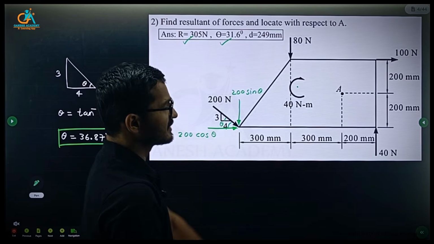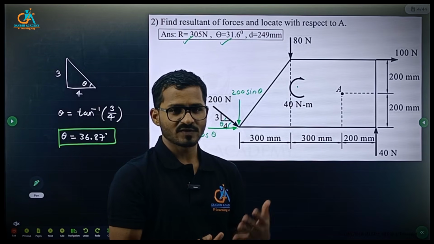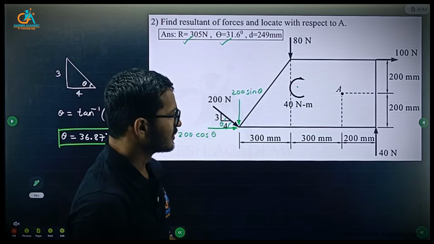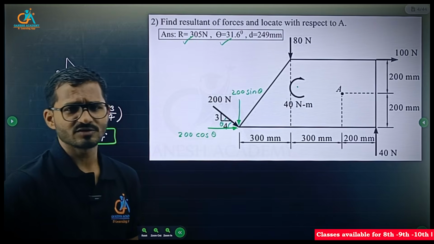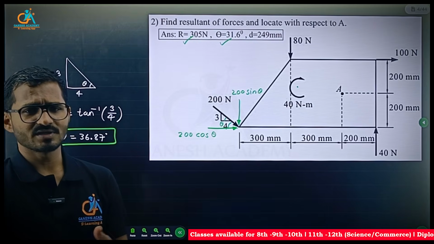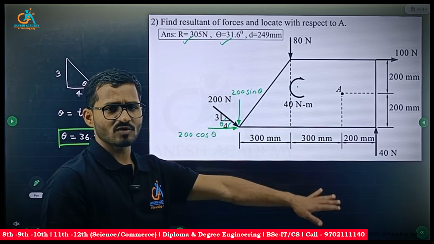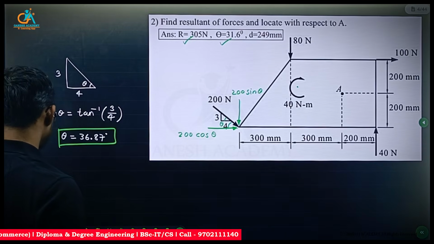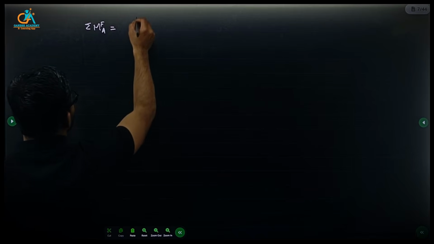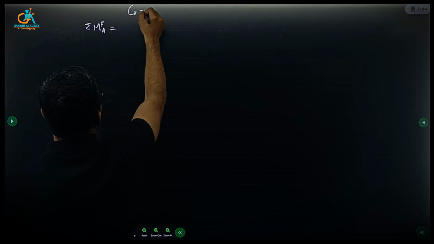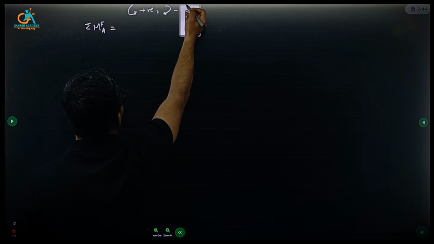So starting with the assumption, we'll make the assumption anti-clockwise positive and clockwise negative. You can assume any of the assumption. Okay, you can also assume clockwise positive, anti-clockwise negative. Both the opposite rotations should be given opposite signs. So I am assuming that the anti-clockwise rotation or moment is positive. So anti-clockwise is positive and clockwise is negative.